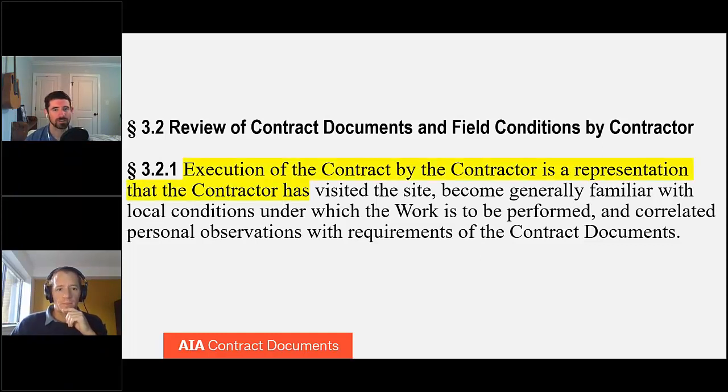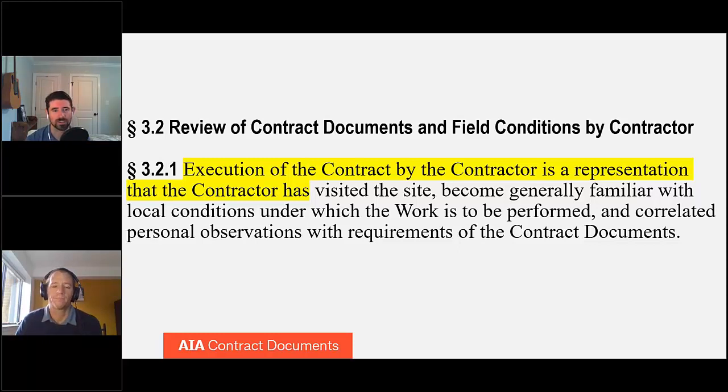So when a contractor signs the contract, a lot of contractors might think they'll sign the contract and then everything they have to do is sort of in the future. It's not necessarily the case. Section 3.2.1 means when a contractor signs the contract, you see the word at the end of this highlighted section, "has," that's the past tense. So a contractor has already done the following things.